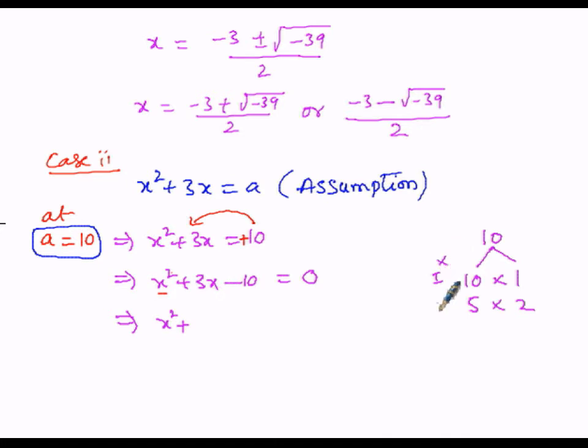Let us go for the second one. 5 plus 2 is 7, and 7 is not the coefficient of x. Let us subtract: 5 minus 2 is 3. So 3 is the coefficient of x. So choosing 5 and 2 is the right one. We can write 3x as 5x and 2x.